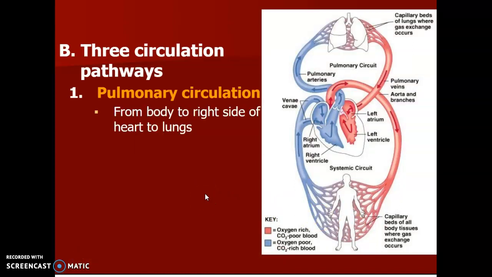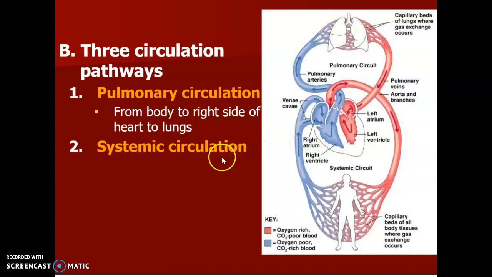The first one is called pulmonary circulation. Now remember earlier I told you that the word pulmonary means lungs. So pulmonary circulation involves the right side of your heart. And here's what the pulmonary circulatory loop is. It carries blood from the body, low in oxygen, to the right side of the heart, through the right atrium and the right ventricle, out the pulmonary arteries to the lungs. That's it. That's the pulmonary circulatory loop. From the body, low in oxygen, through the right side of the heart, and then to the lungs.